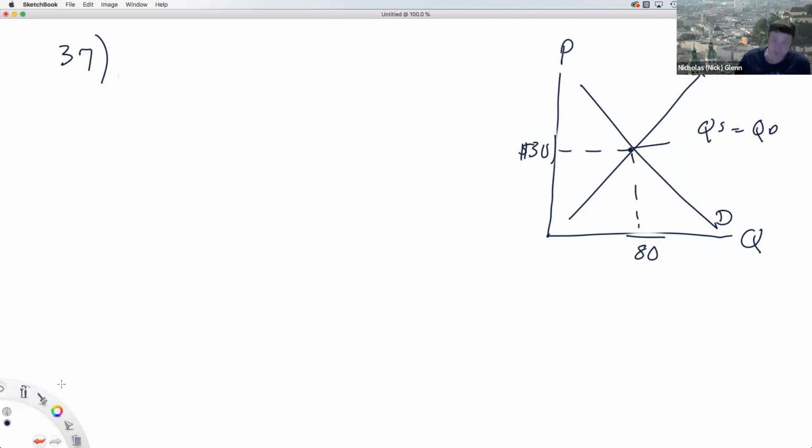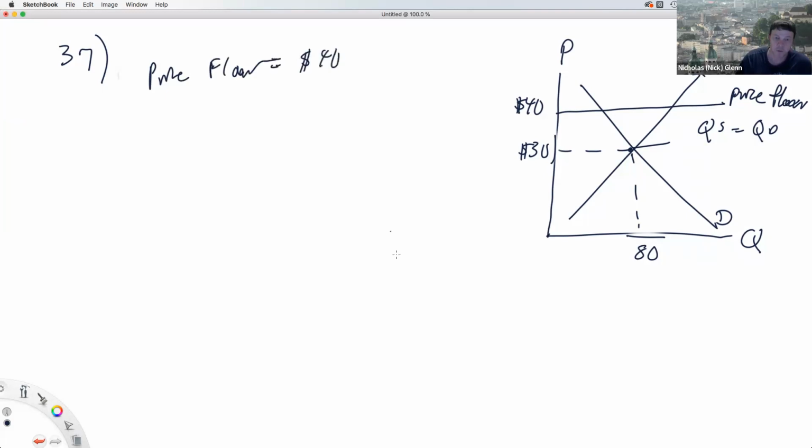And now what we're going to do is implement a price floor. So we're going to say we have a price floor now at 40 bucks. Well, is this going to cause any issues? Is this actually going to be effective? Well, yeah, because now 30 bucks is illegal. You can't go below this price floor. So this is illegal now, and this is going to bind here.